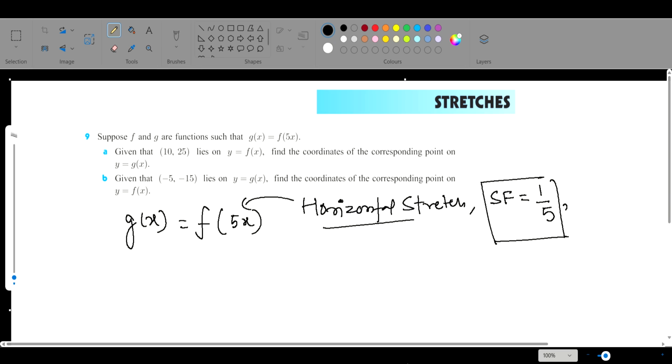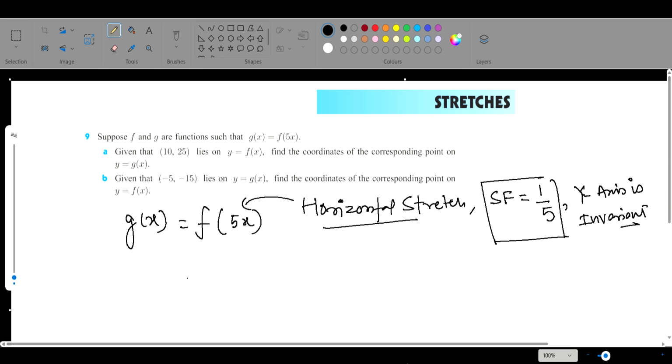And when you do the horizontal stretch, remember your y-axis is invariant. It does not change. The y coordinate will not change in a horizontal stretch. Similarly, in a vertical stretch, the x-axis is invariant, so the x coordinate will not change.